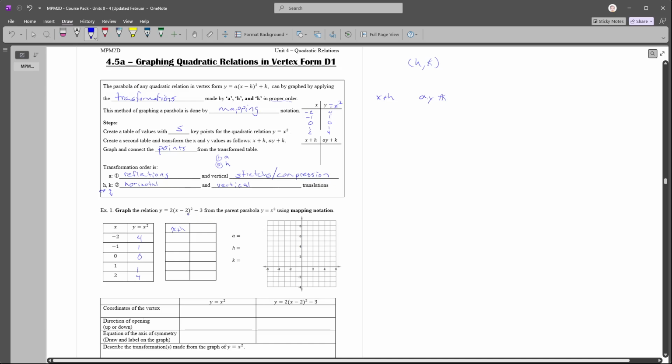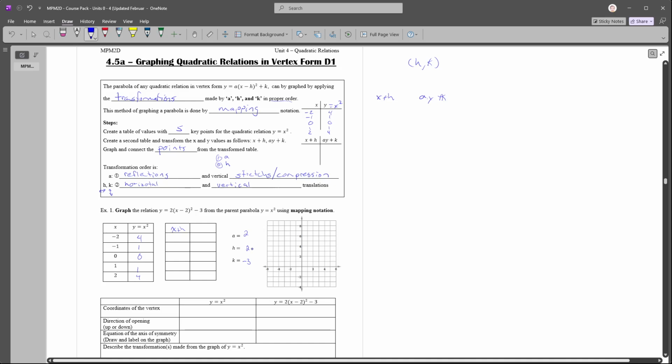Well, what is h? Well, let's look at our expression. H is right here. It's our middle term. So we take the value of the 2. So it's 2. And we take the opposite sign. So it's going to be a +2. Okay. What is our k? Our k is -3. Okay. And what is our a? Our a is a 2. So we have all of our information now. What does this tell us?